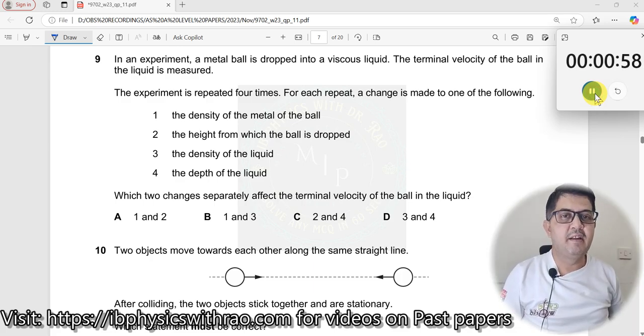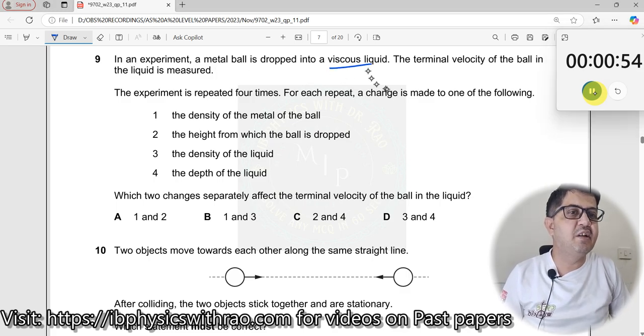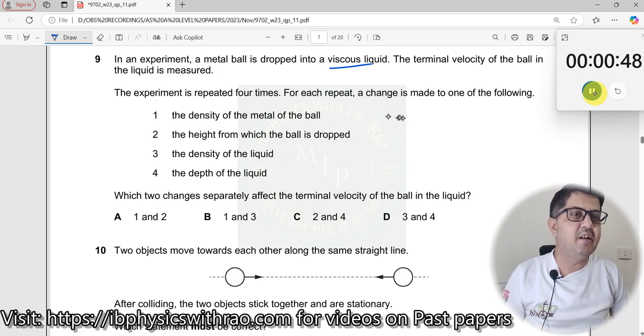Okay, question number 9. In an experiment, a metal ball is dropped into a viscous liquid. The terminal velocity of the ball in the liquid is measured. The experiment is repeated 4 times. For each experiment repeat, a change is made to one of the following. The density of the metal ball, height.